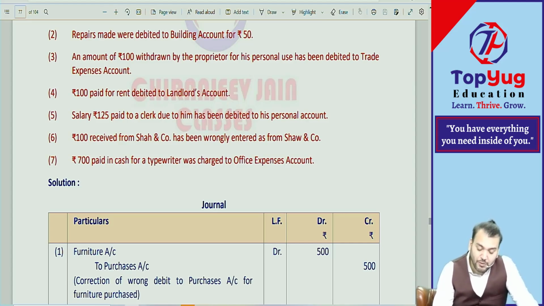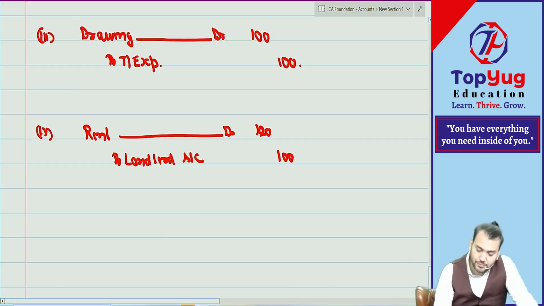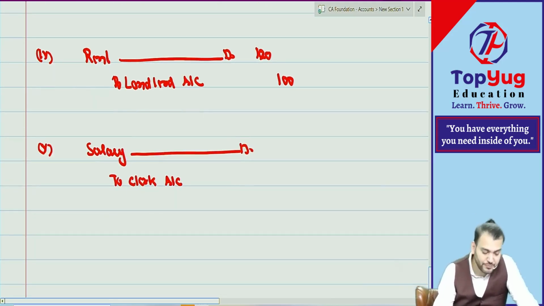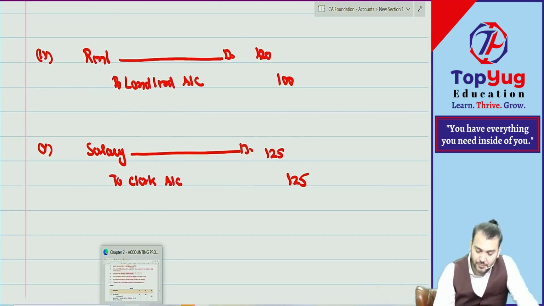Then what is given? Salary of rupees 125 paid to clerk due to him has been debited to his personal account. Once again, it has been debited to the personal account of the clerk. Since the name is not given, we'll use clerk account. But can I say it is an expense account? So what journal entry will we do? Salary account debit to clerk account. If the name is given, we write down the name. The name is not given, so we write clerk account. How much? 125. Correct?